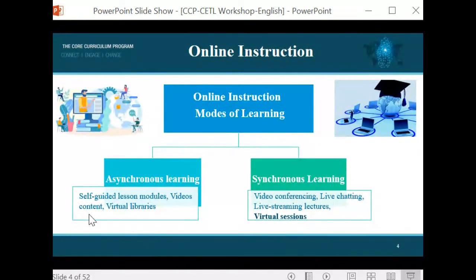Whereas synchronous learning is online or distance education that happens in real time and with real-time interaction. And it includes video conferencing, live chatting, live streaming lectures, and virtual sessions. As you know, because of the COVID-19 pandemic, we were led to switch to distance learning in spring 2020 by giving online courses with synchronous learning through virtual sessions.